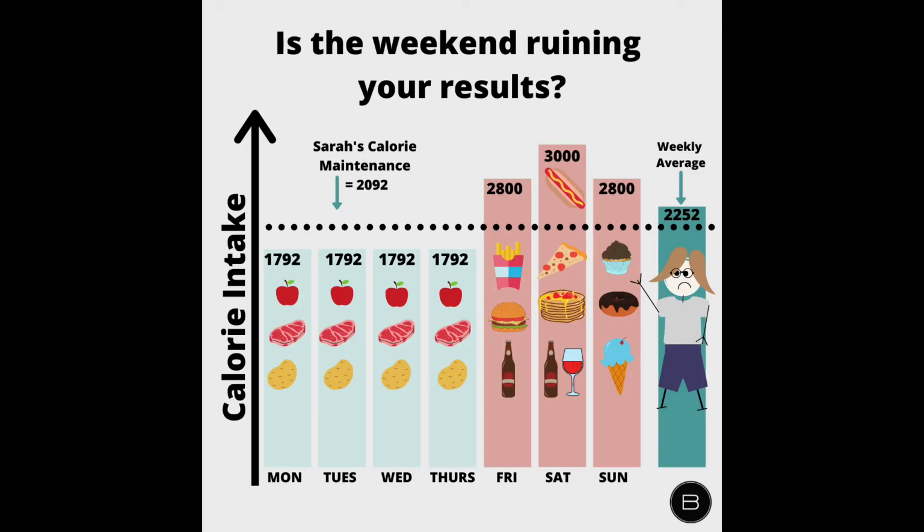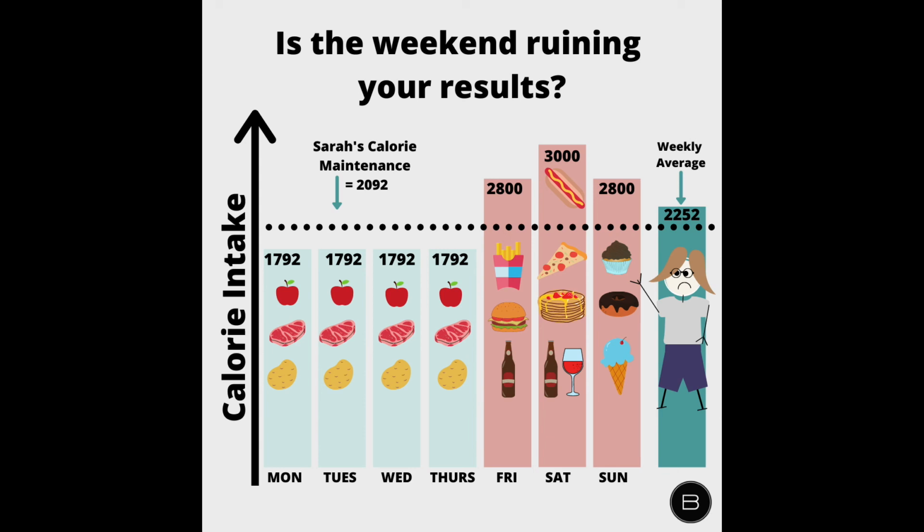This gives us a really good insight into how a bad weekend can ruin our results. So just say Sarah here is having her 1,792 calories on Monday, on Tuesday, on Wednesday, and on Thursday. Okay, she's well under the line. You can see the line, the dotted line, that's her maintenance line. So she needs to be eating under that to be burning fat. But on the weekend, she goes out and has a burger and chips and a beer. So she's already 1,000 calories over on that day. Then she goes and has a hot dog, some pizza, some pancakes, lots of drinks. She's over again. Then the last day, she's like, I'm going to be super healthy today, but then ends up eating some donuts and some ice cream, and again, another 1,000 calories over.